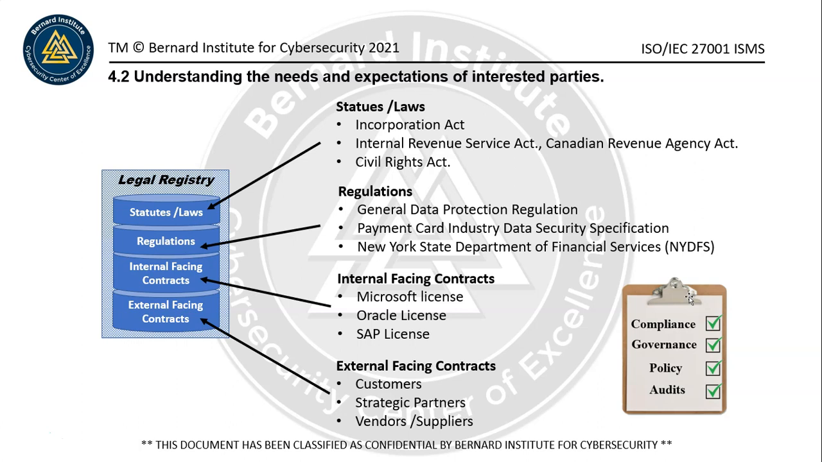They may have a data protection schedule that we have to follow, or an information security policy that we have to follow. They have some type of requirements that we need to follow. So here you have it. So you have both expectations of interested parties, and those interested parties are sometimes internal facing and sometimes external facing.